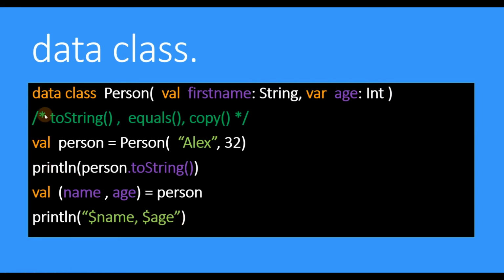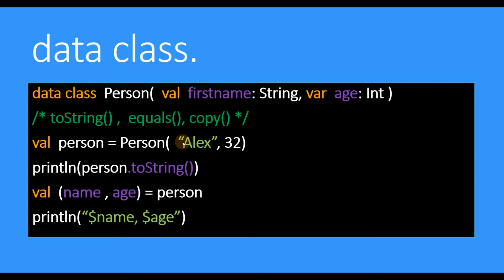Then data class. So a data class is a class, and we use this keyword data, and there are no big differences between regular classes and data classes, except that first of all there is a set of functions which are automatically created by the compiler when we declare this data class.